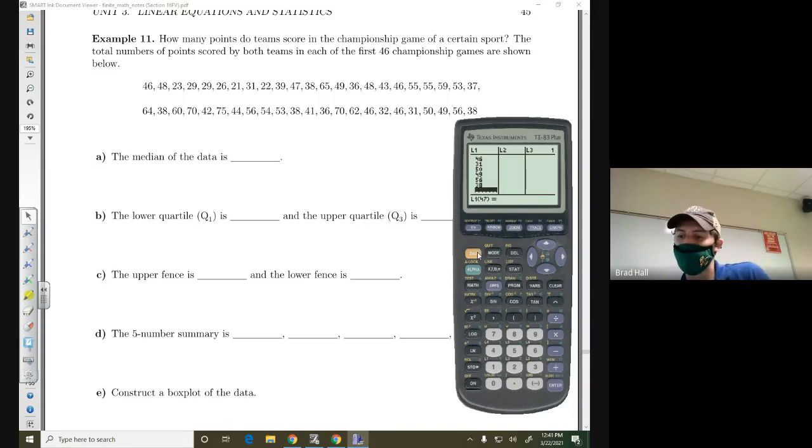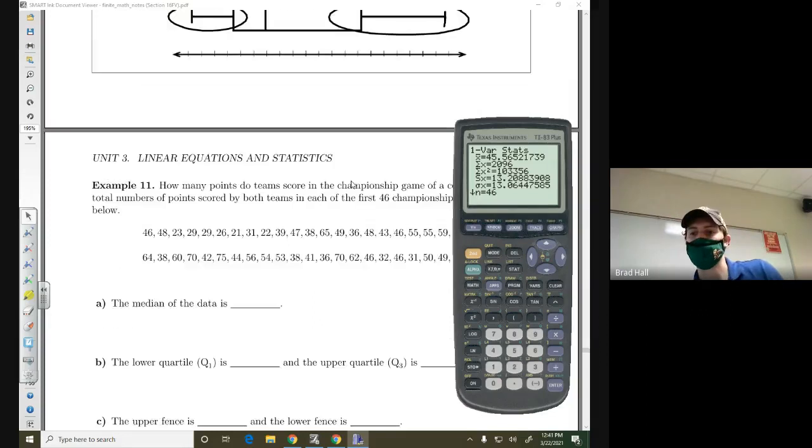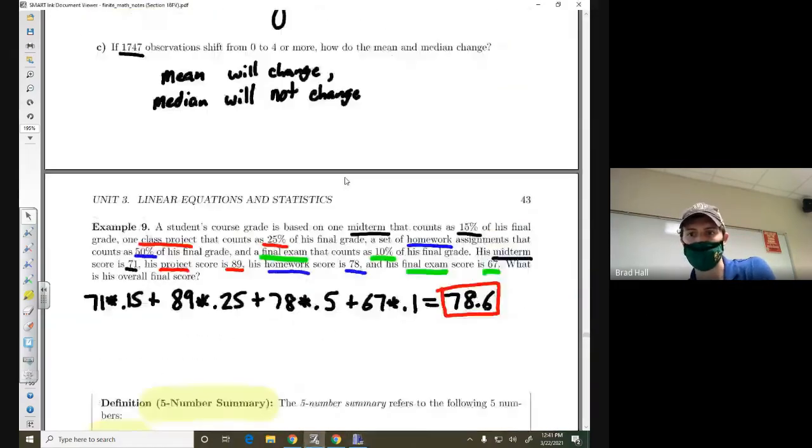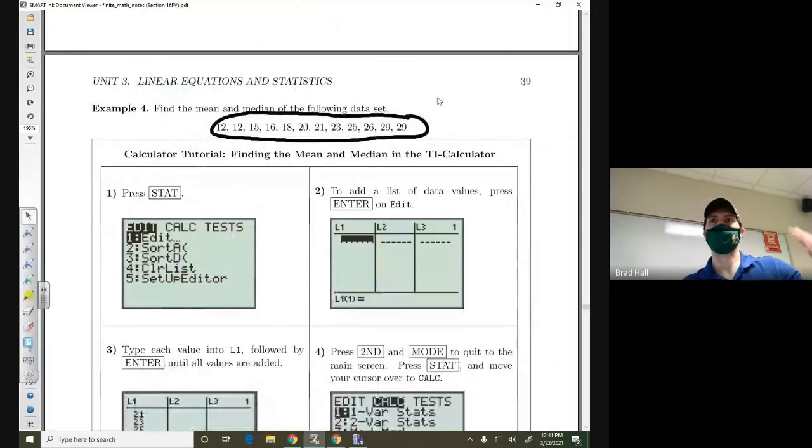Okay, let's try it. I'll just cheat and do that. There we go. Sounds good. To quit out, you press second, then mode, after you're done typing in the data set. And if you have the notes printed out, it says it word for word on one of these pages here. Do you have the notes printed out by chance? Page 39, it gives you step by step.